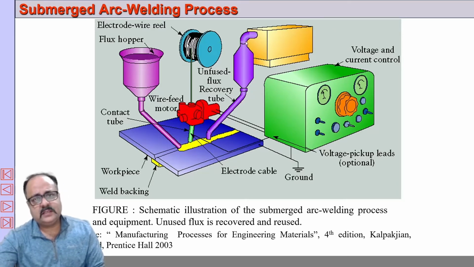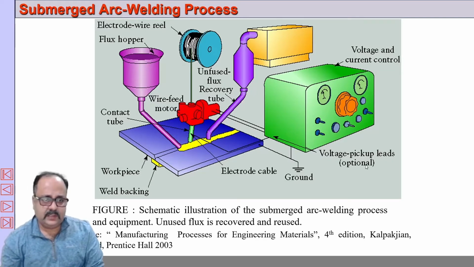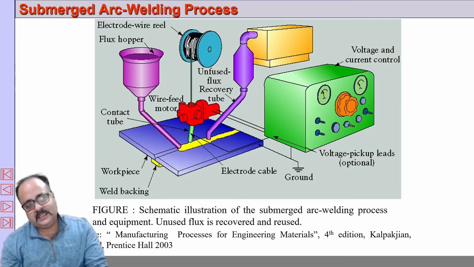An unused one is connected by a vacuum system. So what sort of power source do we use? The power source normally that we use is constant current if the supply is AC. If it is DC, we prefer that the electrode is positive.